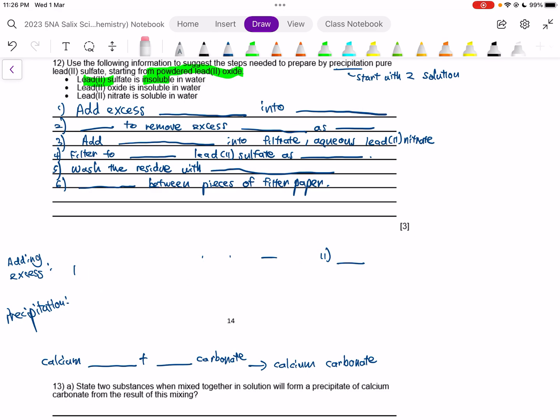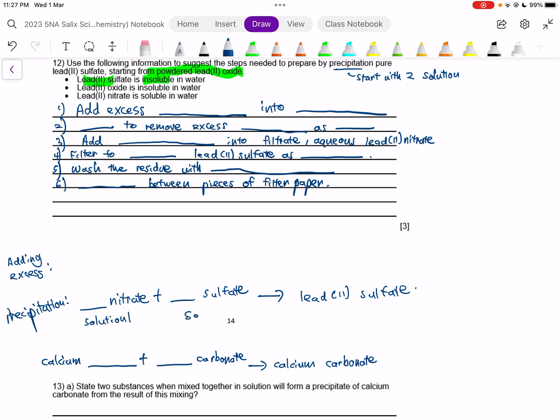Okay, so you need to have two different things to work out. Normally what you do in N level is that you have lead 2 sulfate. As advised earlier, one is something nitrate plus something sulfate. You must start with 2 solutions. So this is solution 1 and this is solution 2.